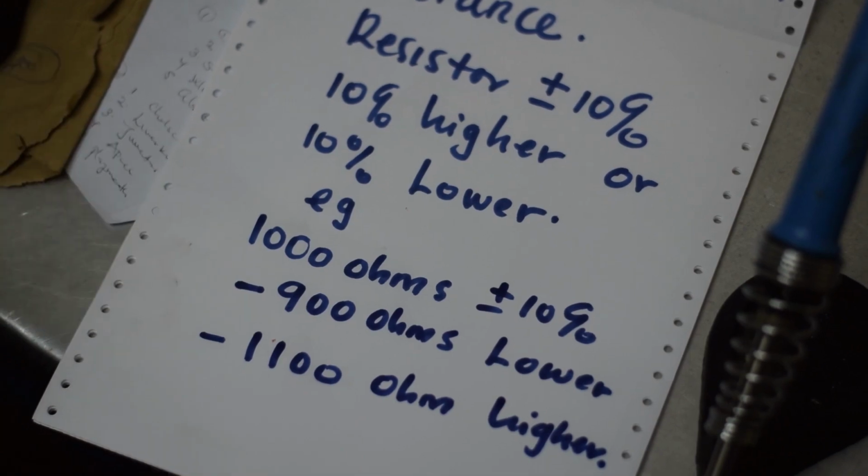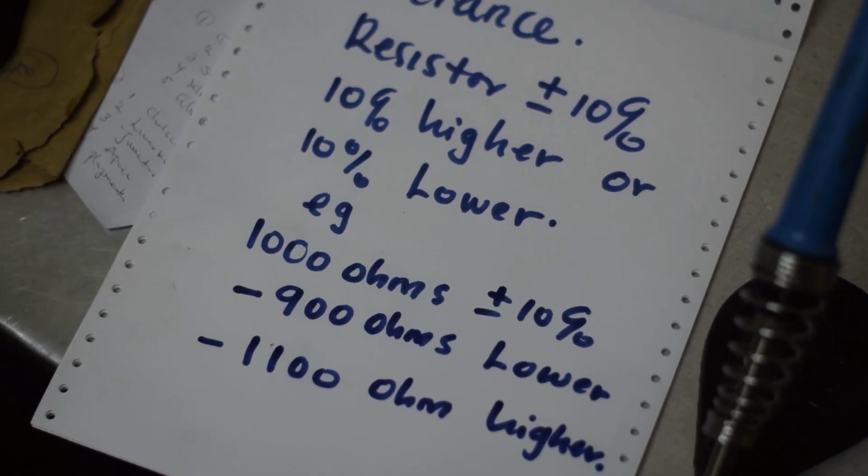In other words, a resistor which has a stated value of 1,000 ohms and a tolerance of plus or minus 10% could have an actual value as low as 900 ohms or as high as 1,100 ohms. The next term we talk about is what we call temperature coefficient.